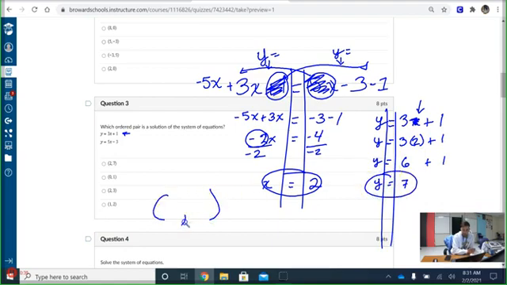X comes first in the alphabet when I write a coordinate, so the x comes first, and then comes the y. You got your answer. Again, I told you guys it's x, comma, y.